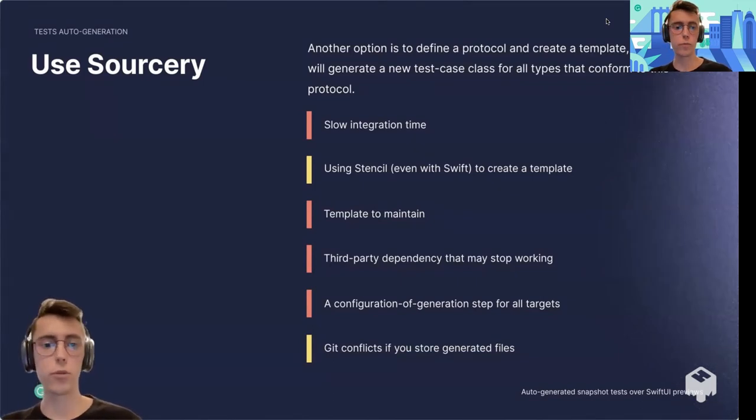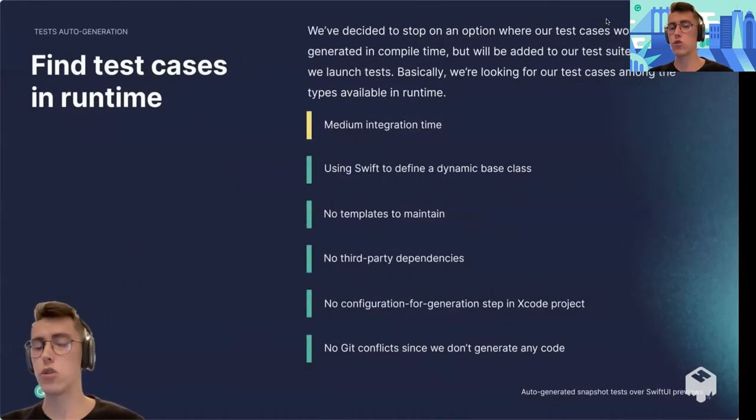So what we came up with is just generating those test cases in runtime. By generating them in runtime, I mean that we just run our tests. And before we start our test execution in runtime, we search for all snapshot test case providers that we have in our runtime, basically, for all those classes. Whenever we find them, we just generate a test for it, adding it to our base class, which I will show a bit later, and then the test will be executed.